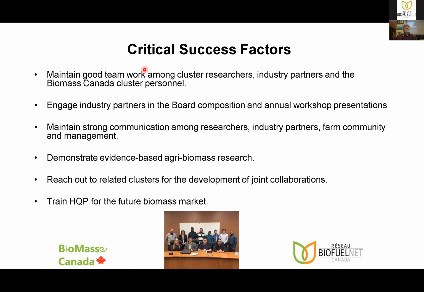And then this is just sort of a sense of critical success factors. These are the things that can make us go ahead. So maintain good teamwork among cluster researchers, industry partners, and the Biomass Canada cluster personnel. And Xiaomin especially has worked hard to pull all these people together and make sure that they are indeed chatting and trying to get the best out of each other's expertise, et cetera. So engage industry partners. We have industry partners on our board, and we've been inviting them to our workshops as much as possible. Maintain strong communication among researchers. So we get the PIs together from time to time. Industry partners are part of some of these meetings, and farm community.